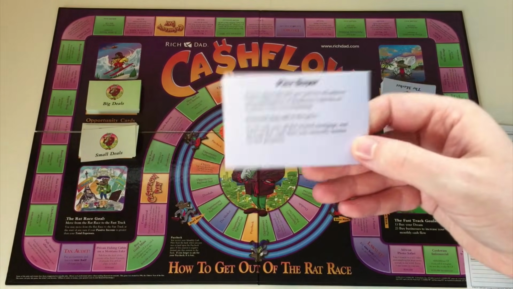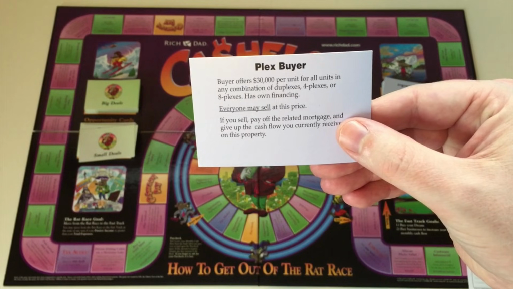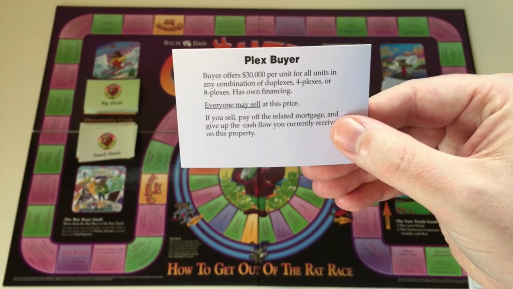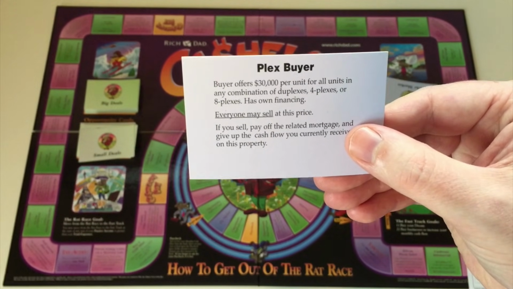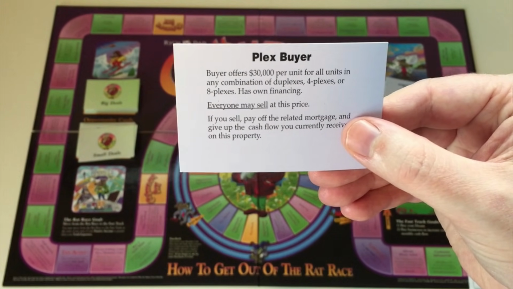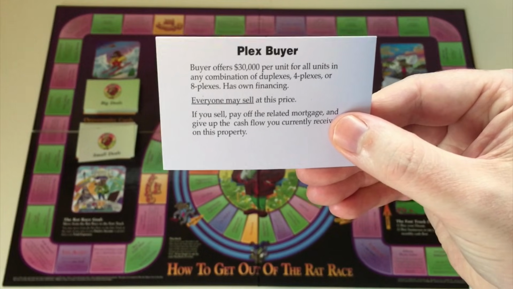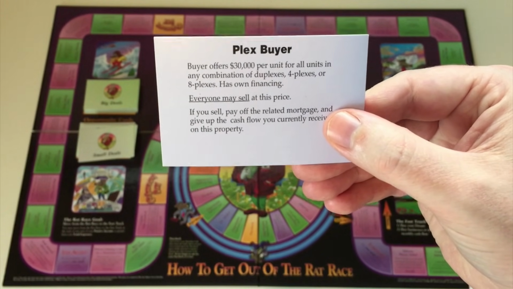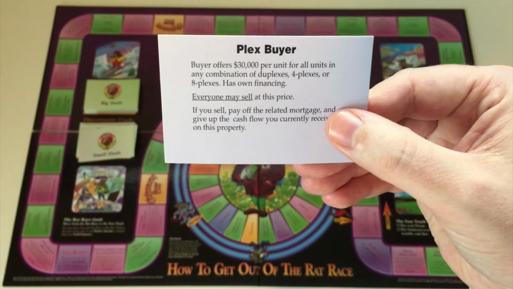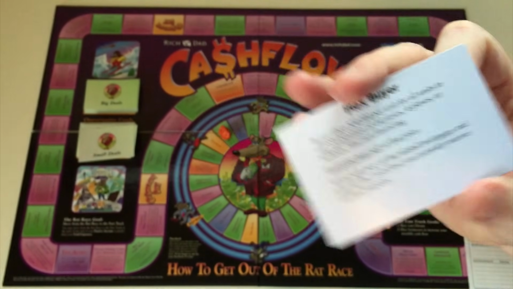The market cards, on the other hand, these cards will affect everyone in the game. So this one says buyer offers $30,000 per unit for all units in any combination of duplexes, fourplexes, or eightplexes. Everyone may sell. So not just the person who drew the card. This represents what the market is doing, meaning that if you have a duplex right now that you bought for $40,000, you can now sell it for $60,000 because it's a duplex. That means there's 2 units and they're $30,000 each. So 30,000 plus 30,000 is 60,000, which would be the selling price. If you want to sell, you get rid of the cash flow you're receiving from the property and you pay down whatever you owe left on the mortgage. So that is the market cards. I'm going to show you how to fill these out on the income statement and balance sheet.